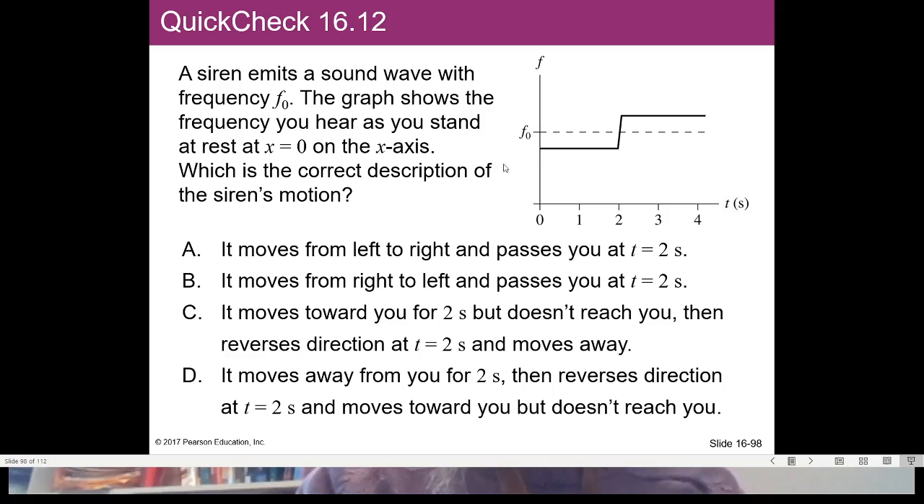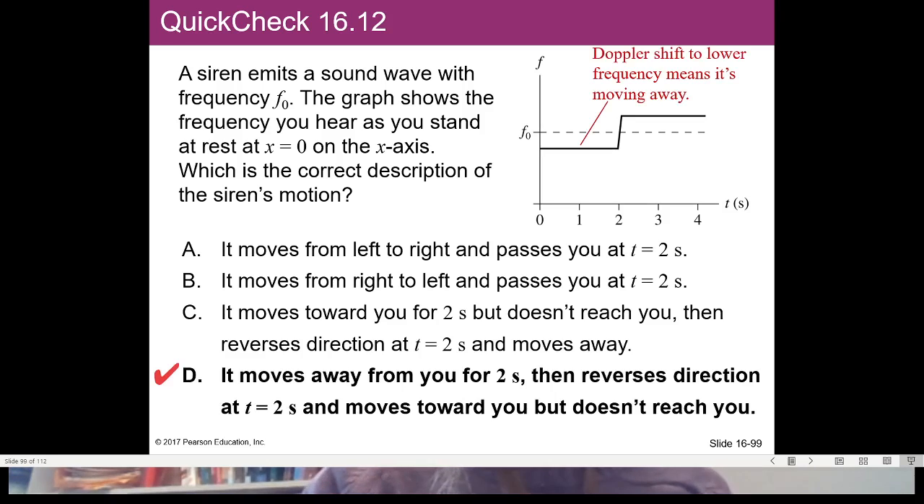Well, remember that if you and the source are approaching each other, you hear a higher frequency. If you are moving away from each other, you hear a lower one. Anyway, what I was trying to explain was that if the Doppler shift is to a lower frequency, that means it's moving away, right? But if it's a higher frequency, that means it's moving towards you.